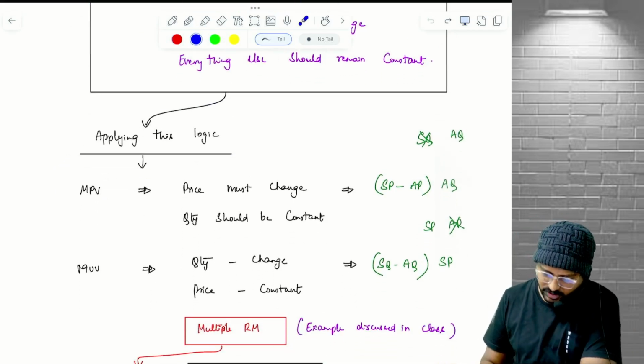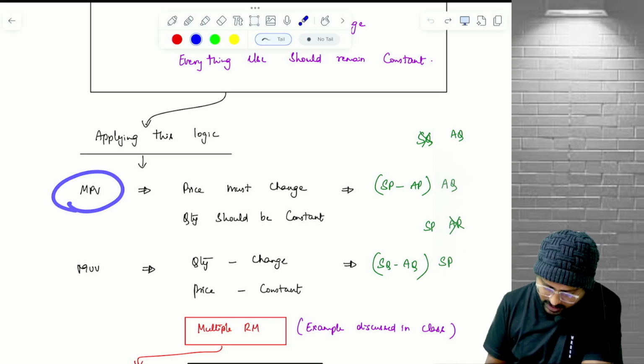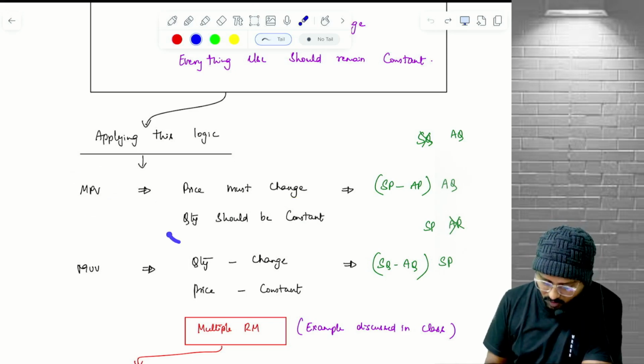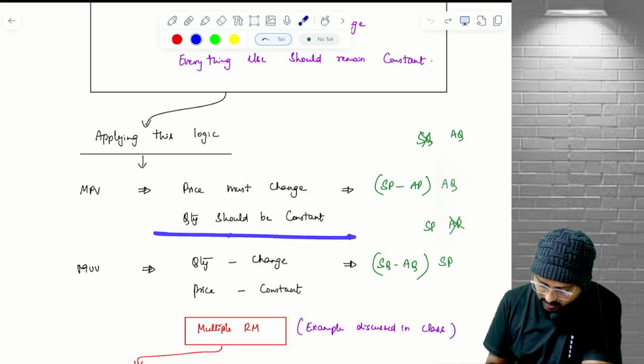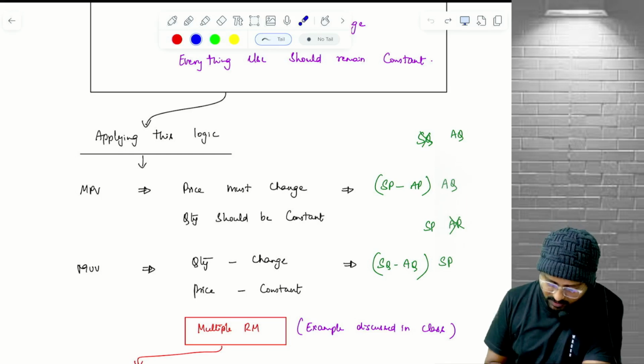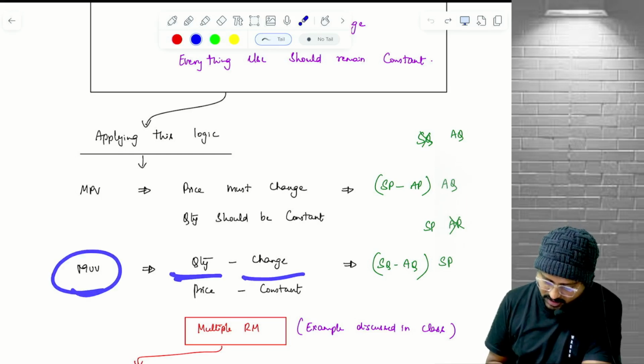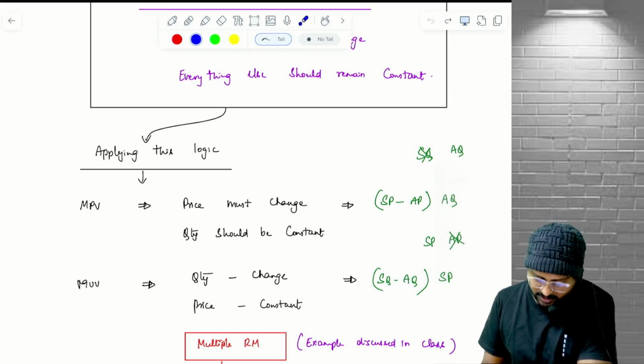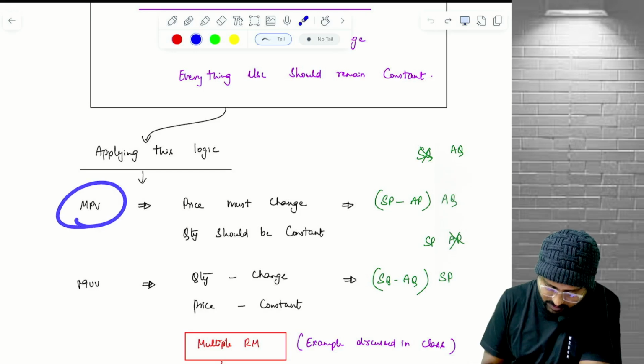So if you apply this logic, see here. In price variance, price must change. What is left over? Quantity is left over. So which means basically quantity will be constant. Similarly, when it comes to usage variance, quantity will change and price will remain what, Nana? Constant. Got it? Now let's try to apply this to the formula. Now, let's start with price variance.